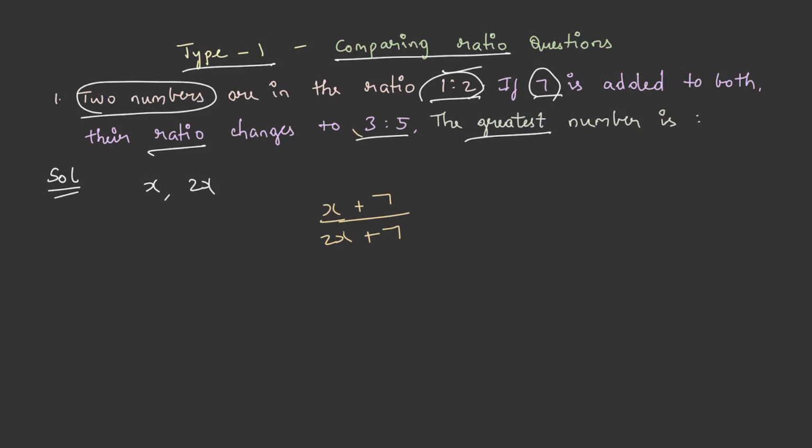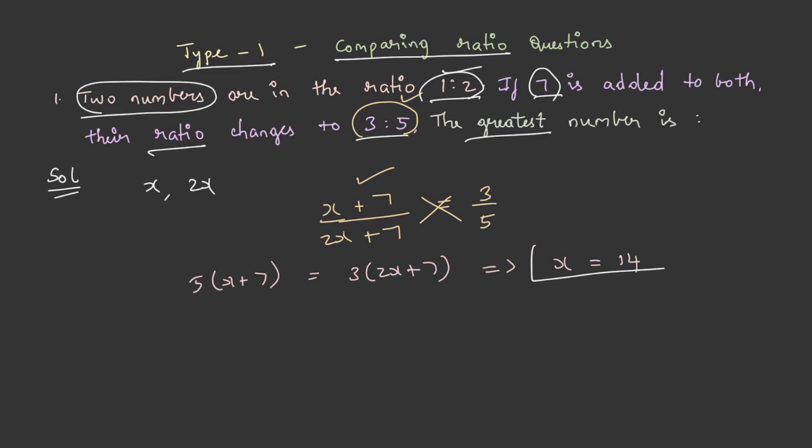And then he said that after adding 7, the ratio has changed to 3:5. So from that, let's equate this to 3 by 5. So all you need to know is cross multiplying. 5 into x plus 7 is equal to 3 into 2x plus 7. And on solving this, we will be getting x is equal to 14. This is the value of x.